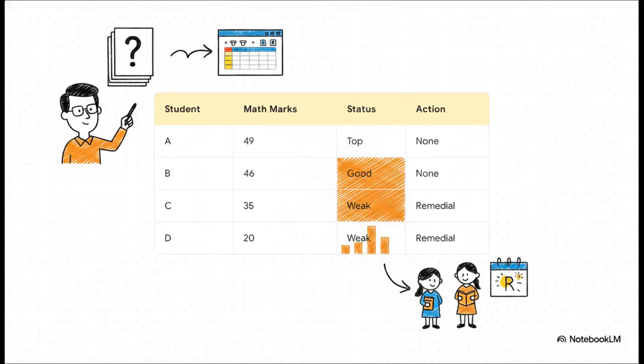Now, what's really interesting about this is, well, imagine a teacher looking at the raw exam scores of, say, 200 students. It's just numbers on a page, right? That's your raw data. But a data-literate teacher takes those marks, organizes them into rows and columns, applies some filters, and maybe even uses some color-coded charts, like highlighting the math scores in orange. And suddenly, boom, it becomes completely clear that students C and D are particularly weak in math.